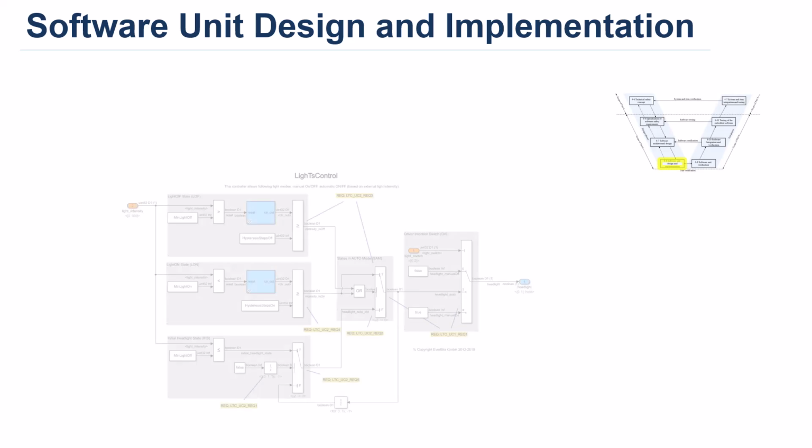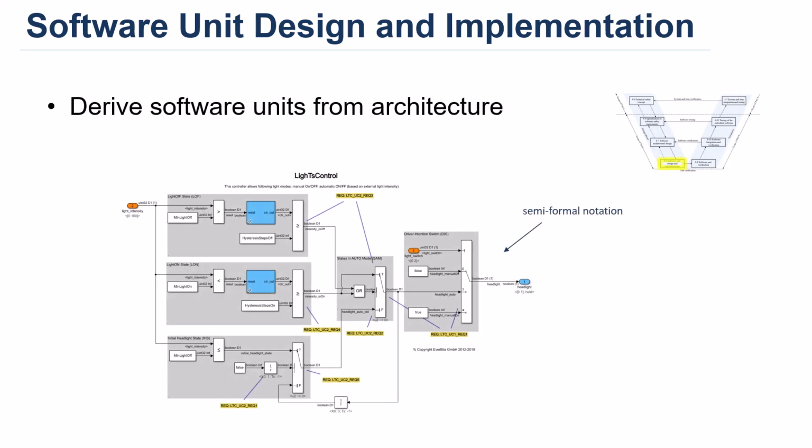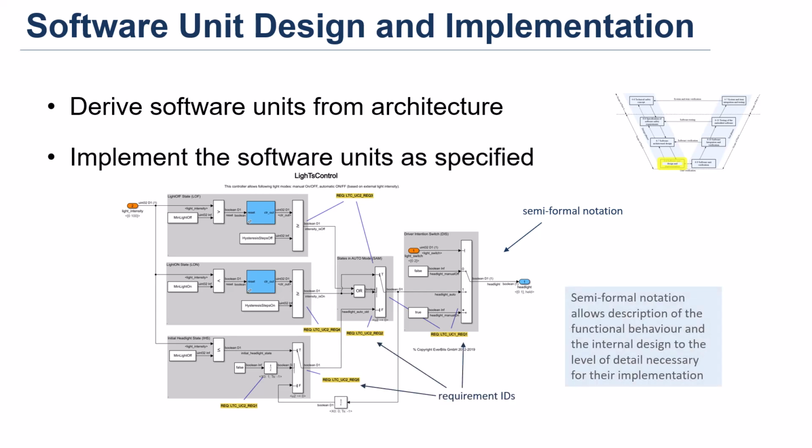The software unit design and implementation is the next phase in which the software units will be derived from the architecture. You can model the software units as specified and define the requirements IDs. The semi-formal notation allows description of the functional behavior and the internal design to the level of detail necessary for their implementation. It means that the production code generation is then fully supported.